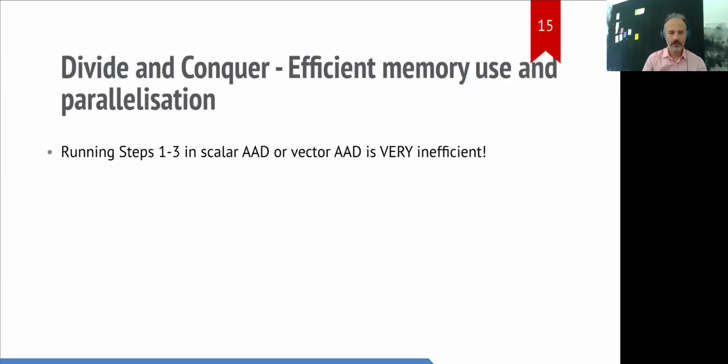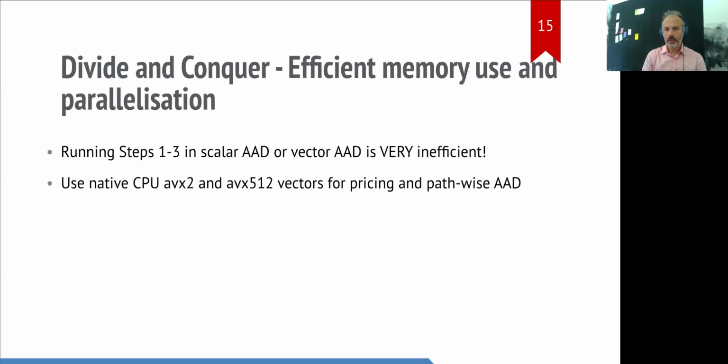You can see that running steps 1 to 3 by blindly applying scalar AAD or vector AAD could be very inefficient, right? You don't want your tape to go through all Monte Carlo paths. That's impossible for this. Implementing a vector AAD can also be challenging. You may find yourself quickly running out of memory, and the whole thing may run slowly.